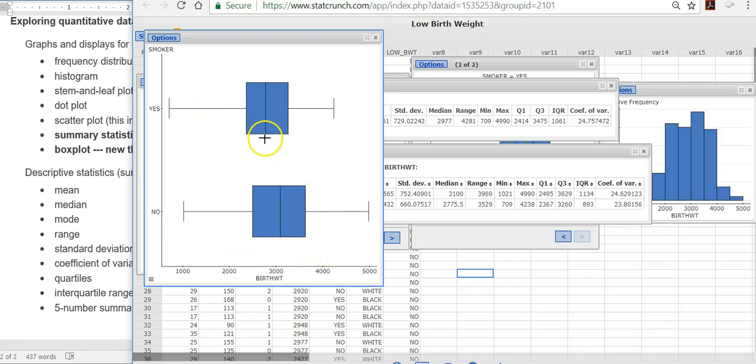This one, on the other hand, isn't. We see that the median is more towards the left side of the box. The left whisker is longer than the whisker on the right side.